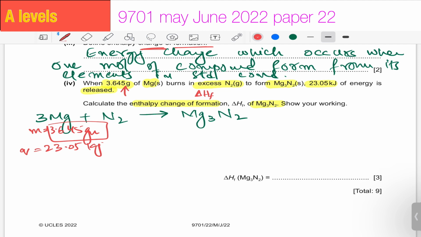But to find out the enthalpy change of formation, first I have to find out what amount, or what moles, of magnesium nitride will form from 3.645 grams of magnesium, because they have given us the energy which is released when 3.645 grams of magnesium reacts with excess nitrogen. So first calculate how many moles of magnesium nitride would form from this much magnesium, right?